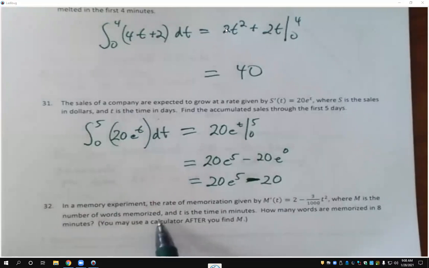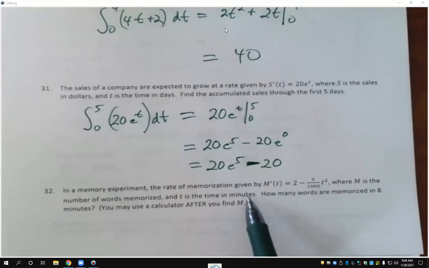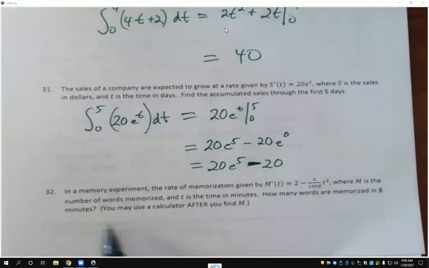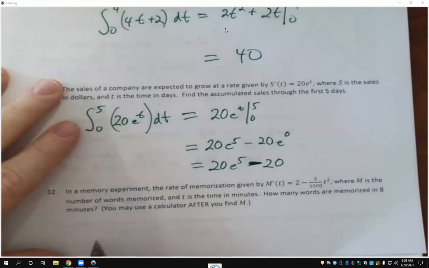Okay, in a memory experiment, the rate of memorization is given by m prime of t, where m is the number of words memorized and t is the time in minutes. How many words are memorized in 8 minutes? That's a total amount again, okay? Kind of trying to drill this into your head. All right, in the first 8 minutes.